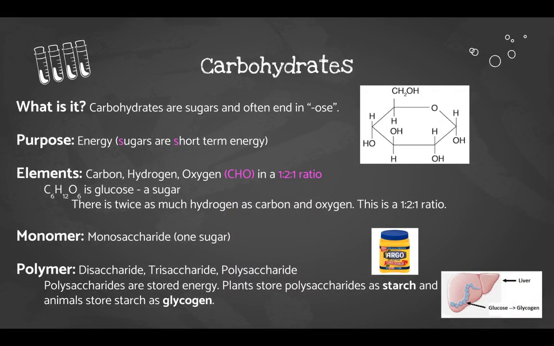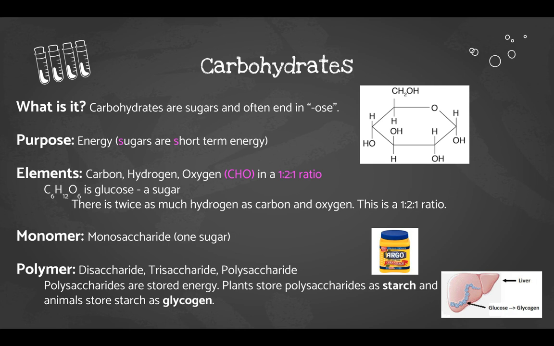So first, let's start out with carbs. Everyone has heard of carbs. You've probably at least heard of some low-carb diet or being carb conscious. Carbs are sugars. That's what they are. So what is a carb? A carb is a sugar. They often end in the suffix ose, O-S-E, like glucose, fructose, sucrose. You've heard of some of these before, right? Everyone's heard of glucose. We know the plants make it. Okay, sucrose is like the white sugar that you would add to like cake in order to make it very sweet.